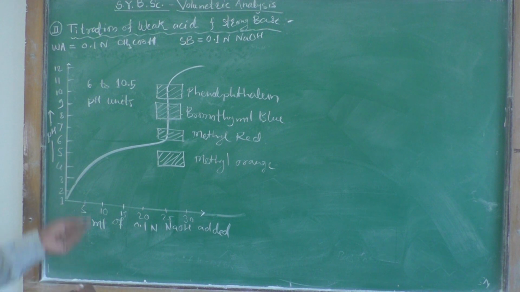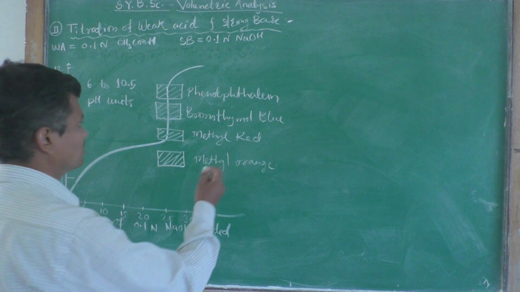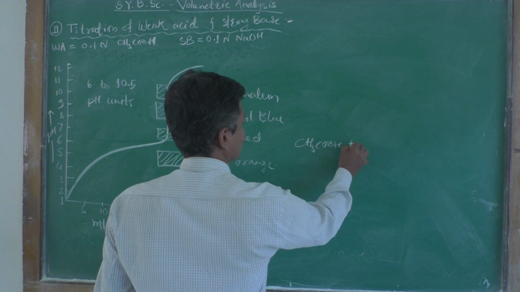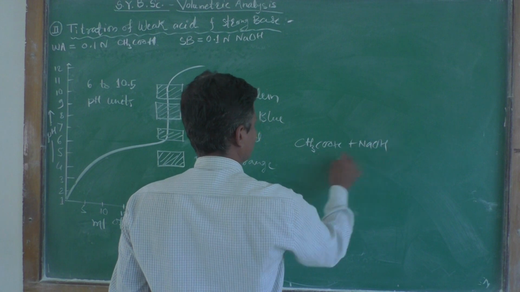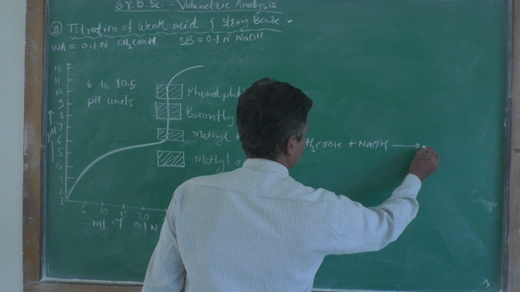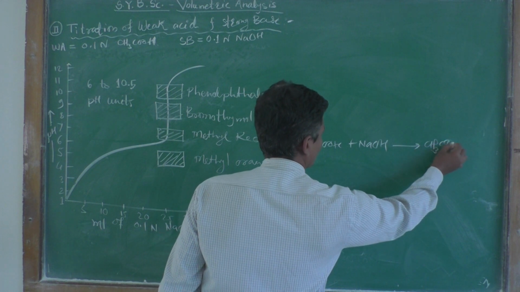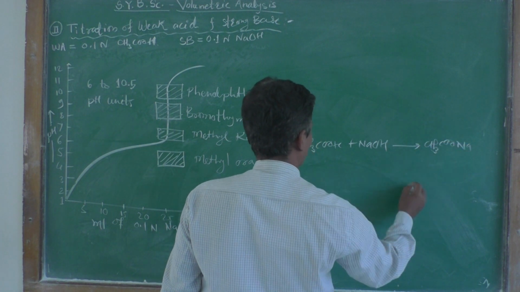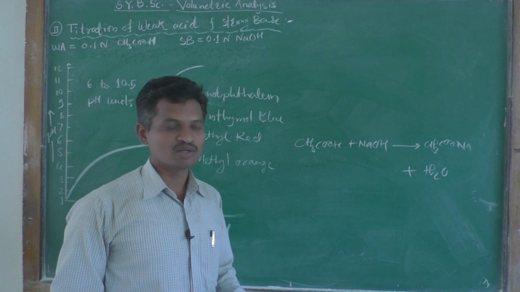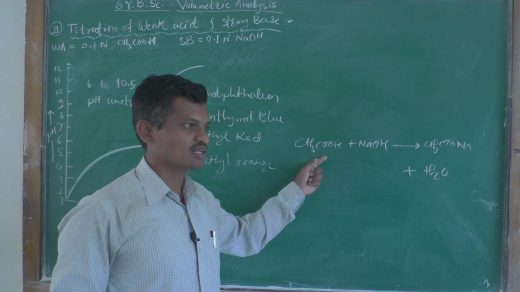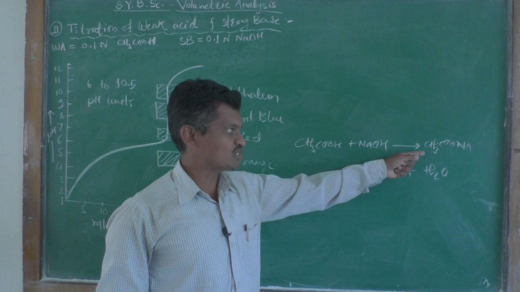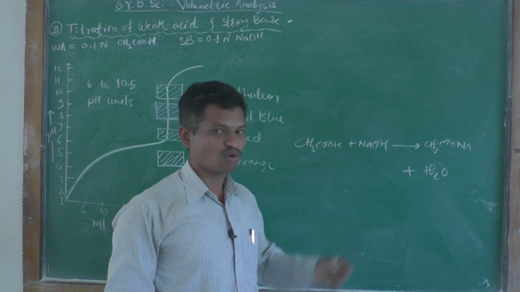The reaction between these two is very simple, and we can write here CH3COOH plus NaOH. So this is acetic acid and this is sodium hydroxide. There is a formation of sodium acetate, CH3COONa, the salt, plus the solvent, that is water. This is the simple reaction between the weak acid, acetic acid, and the strong base, sodium hydroxide, resulting in the formation of sodium acetate salt and water.